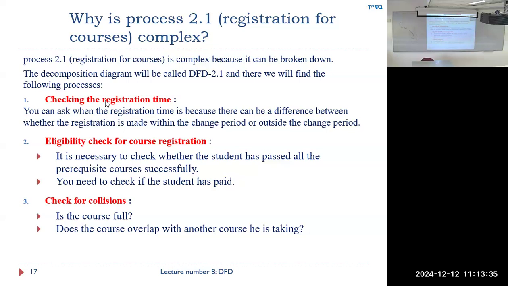Then we'd have to write another DFD. We'd have to write DFD 2.11 for checking the registration time, and then explain what that is. And then DFD 2.12 for checking eligibility, and DFD 2.13 for checking for collision. In 2.13, we would write, is the course full? We'd write all the things that we do check over there. So at some point, you've got to get to the things that we do.